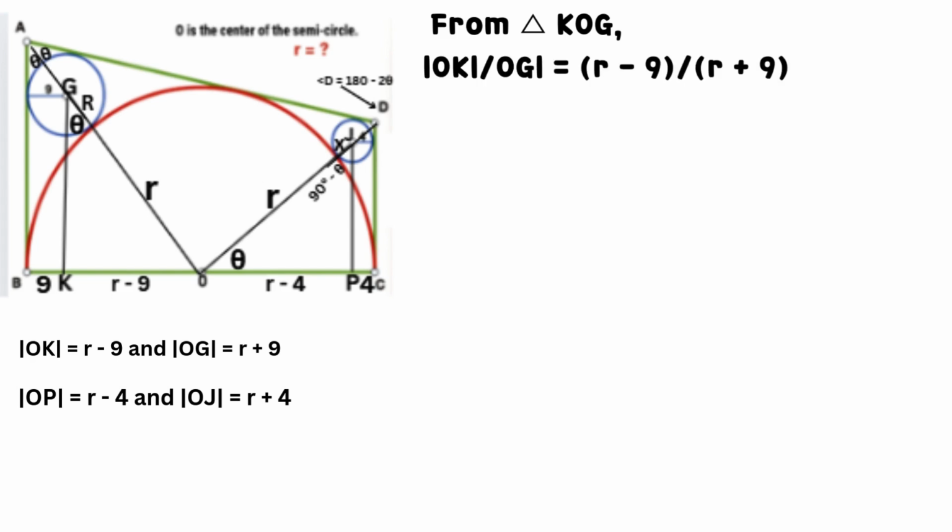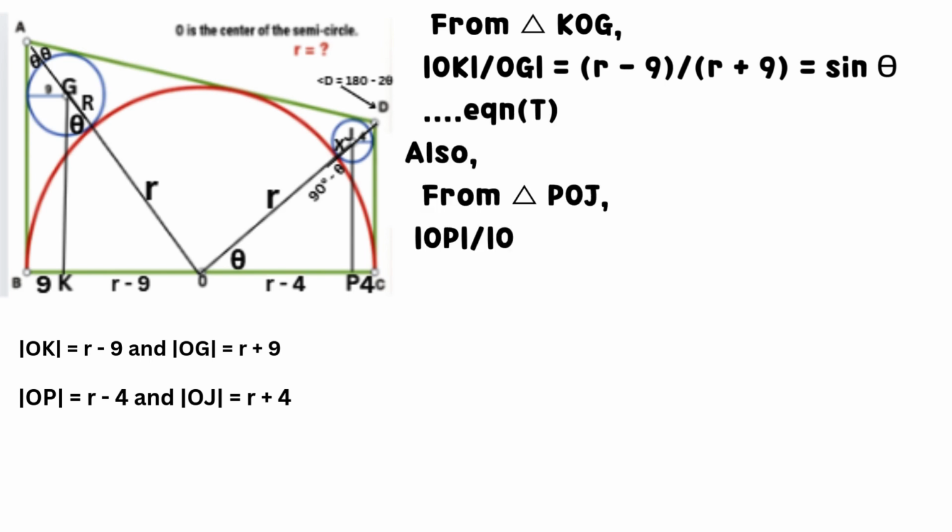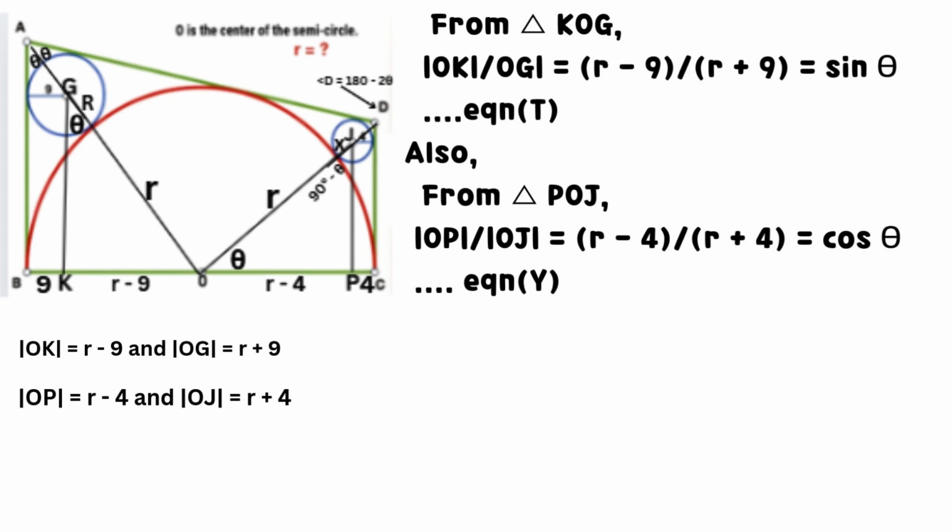From triangle KOG, OK divided by OG equals R minus 9, all divided by R plus 9, which equals sine theta. We call it equation T. Also, from triangle POJ, OP divided by OJ equals R minus 4, all divided by R plus 4, which equals cosine theta. We call it equation Y.